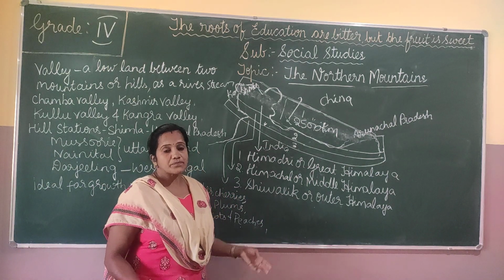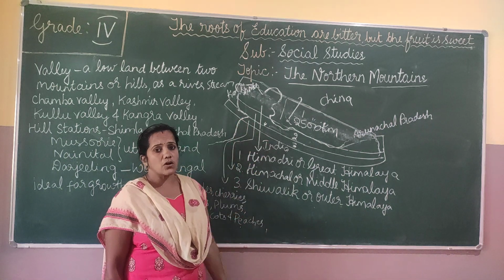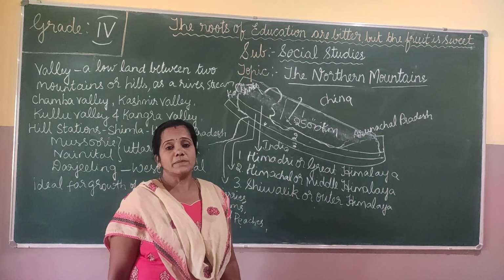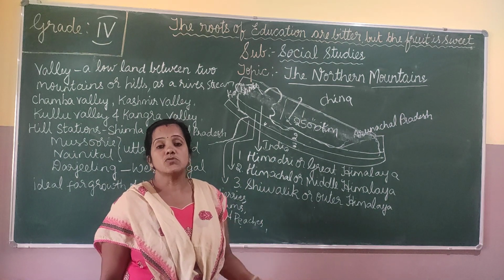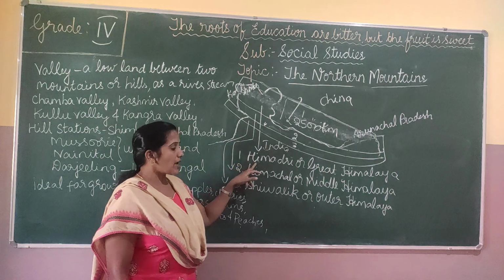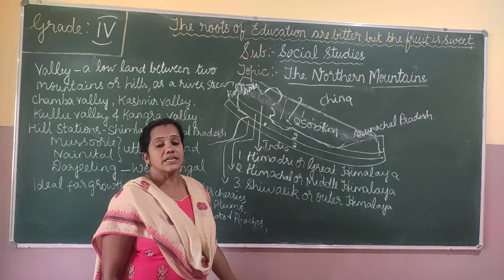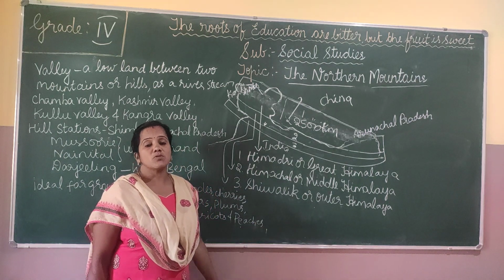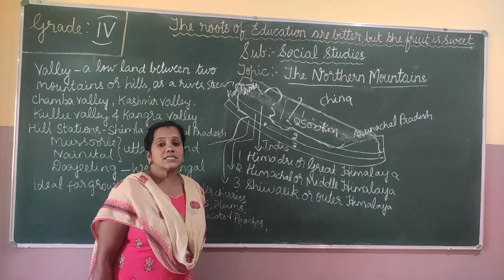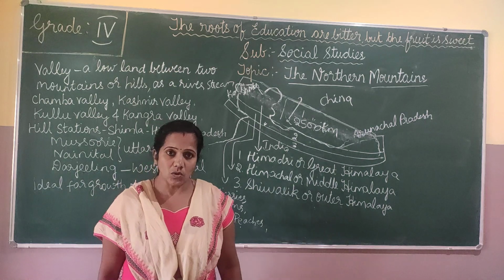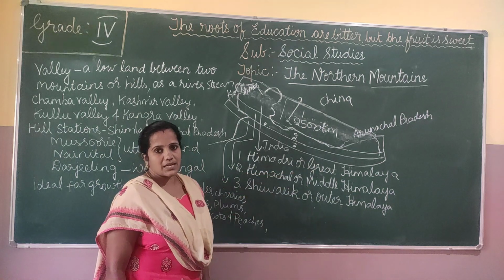The glaciers keep rolling down, and when they reach a warmer place, these glaciers melt and create rivers. Some of the rivers which originate from Himadri are Ganga, Yamuna, Brahmaputra, Indus and Satluj. Ganga starts from the glacier Gangotri. So this was about Himadri or Great Himalaya.